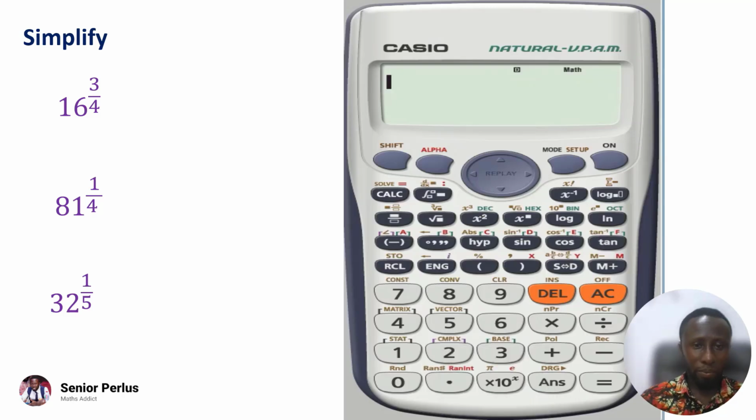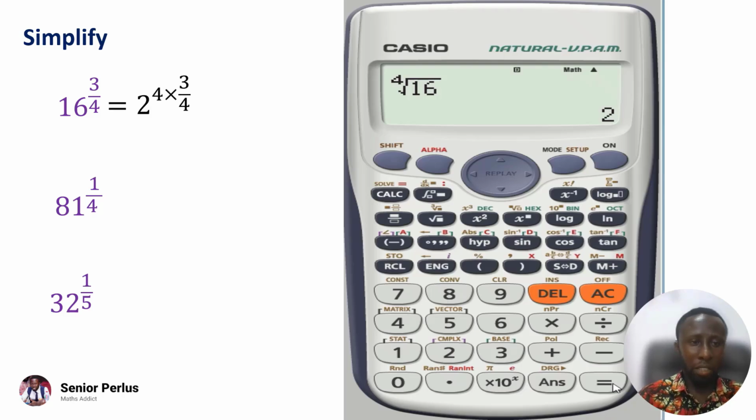So we press shift, then we come here, that's the power, and that's the nth root. I want the nth root, the power is 4, then 16. Then you know the number whose power 4 will give us 16. It was 2, meaning that 2 to the power 4 will give us 16. Therefore, we can do our cancellation here. Then let's move on to the next one, 81.